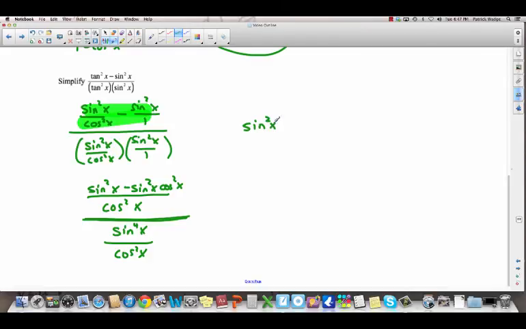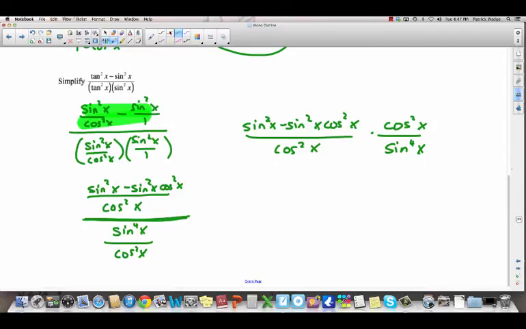We have sine squared x minus sine squared x cosine squared x, over cosine squared x. That should be a hint of what you're going to do next. We're going to flip and multiply, so we're going to have the cosine squared x on top and the sine to the fourth x on the bottom now. This is good news because these cancel.